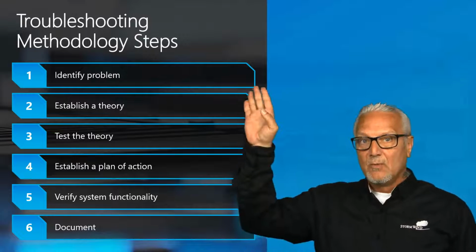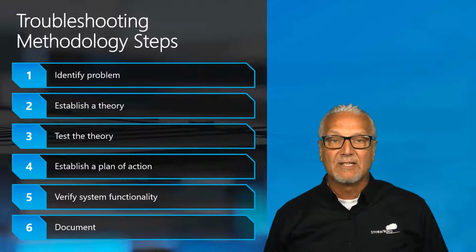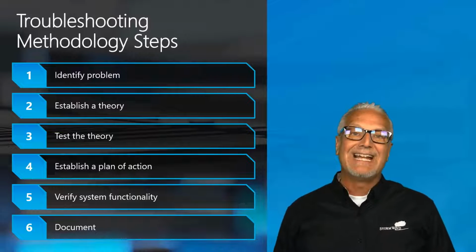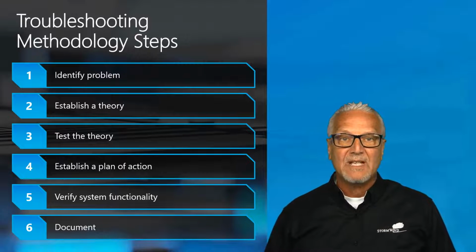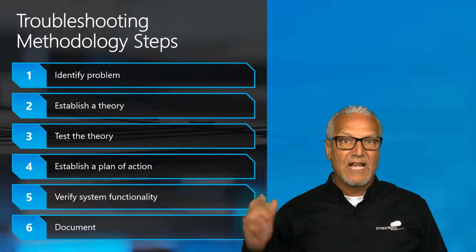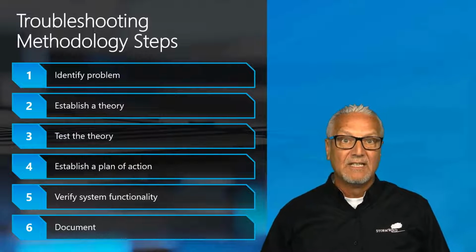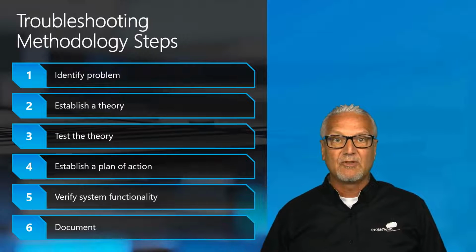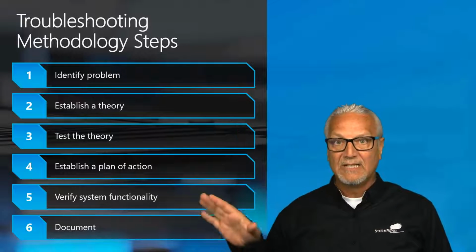For the exam, we want to pretend like every company is following this exact methodology. We want to know the order of the steps, IETEVD, and then we want to know what goes on in each of the steps. So if we're asked, for example, at what point in the 6 steps do we escalate the issue to a higher level of support? Is that during test the theory or establish a plan of action? We want to be able to know in which of those. So we're going to talk about each of these.